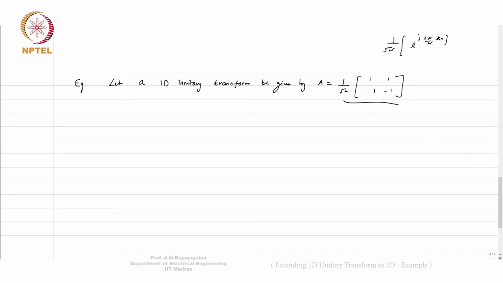The only thing is, when they actually put this 1 by root N here, it's called a unitary DFT. The normal MATLAB, I think, does not compute the unitary one. It skips that 1 by root N. But we need unitary, because it's all about unitary. You don't want some alpha times identity, right? So A is equal to 1 by root 2.